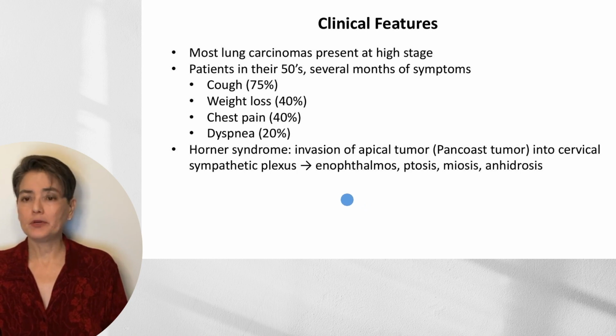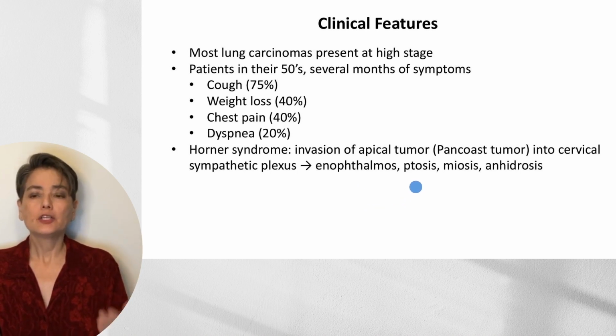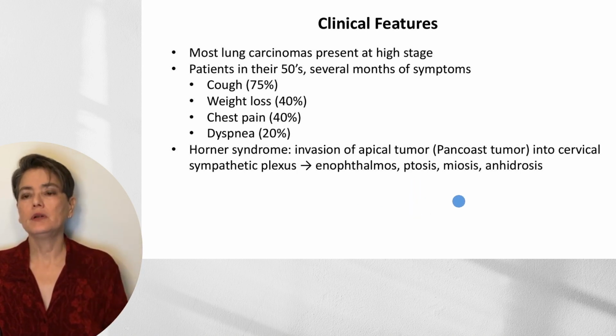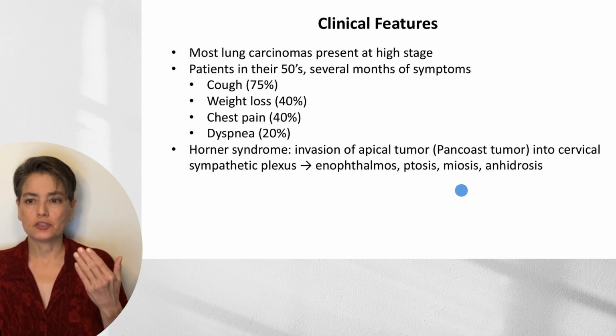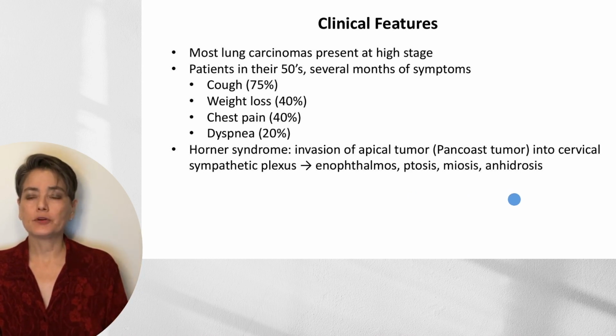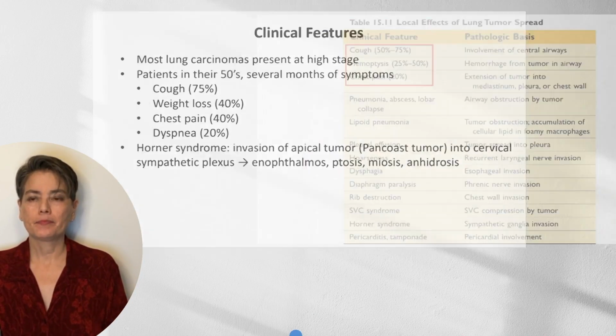So in enophthalmos, we're going to get a turning inward and sinking in of the eye. Ptosis will be a deviation of the eye on the side of this tumor. We also get miosis, so constriction of the pupil, and anhidrosis, so an area of decreased sweating. Again, all of these are going to be ipsilateral to that tumor.